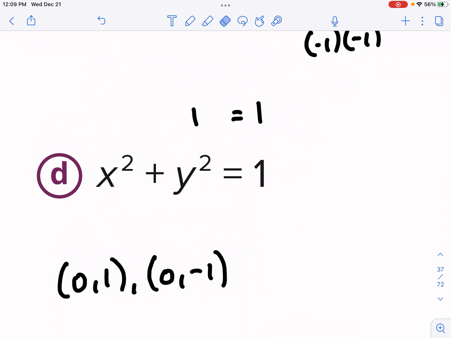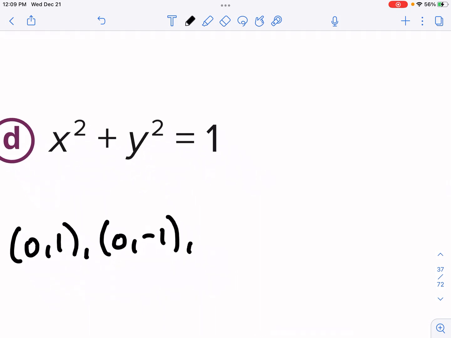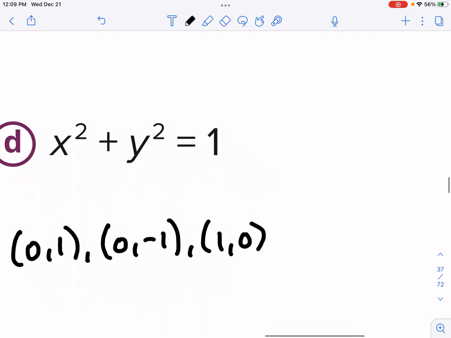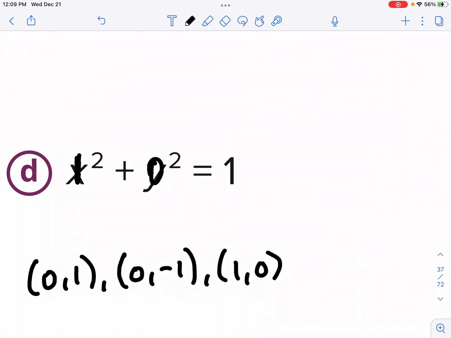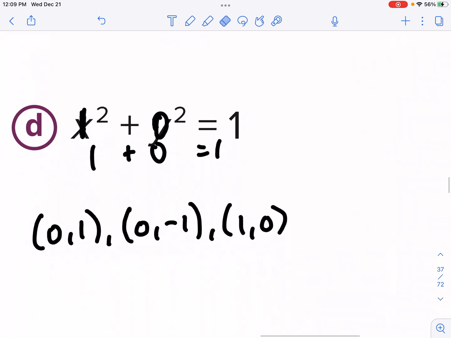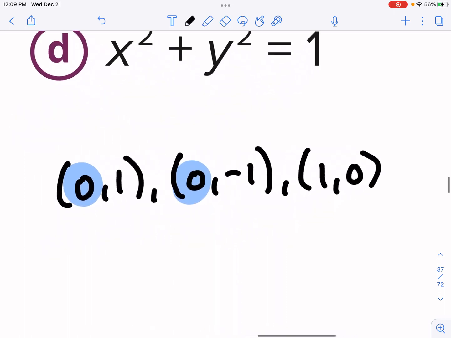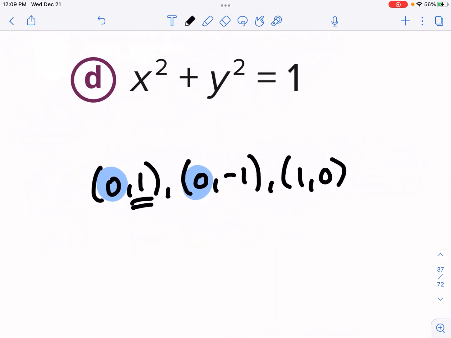And then let me give you this last one here. Let me switch them. Switch that first one. 1 comma 0. If I put a 1 here and a 0 here, 1 squared is 1, 0 squared is 0, 1 plus 0 is 1. So looking at this and testing these points, we can see that it is not a function. Specifically right here, we're saying that when the input is 0, the output is 1. But I come back the next day, I press the button for 0, and I don't get 1 anymore. I get a negative 1. So this is not a function.